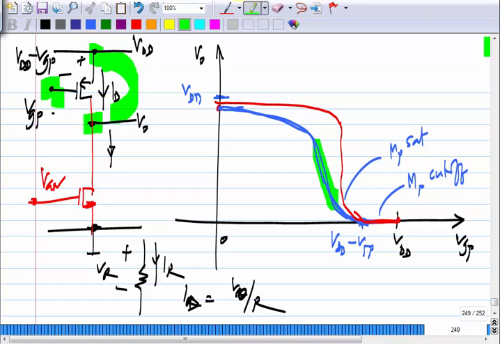Okay. And this business of using a transistor for a load instead of a resistor, this is known as the active load, and this is what is widely used to realize high gains. Okay. Is this fine?